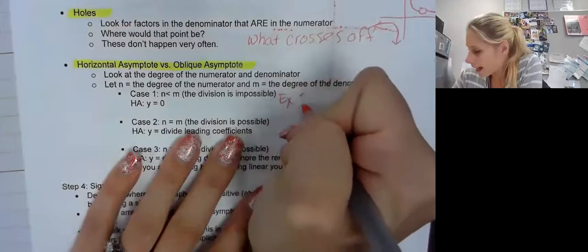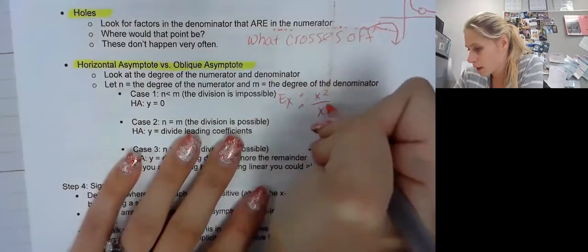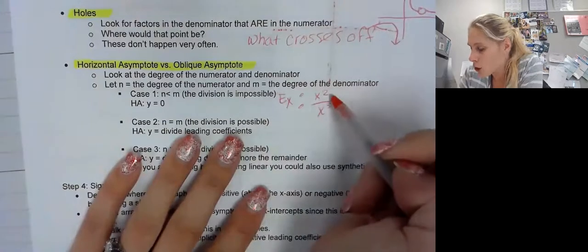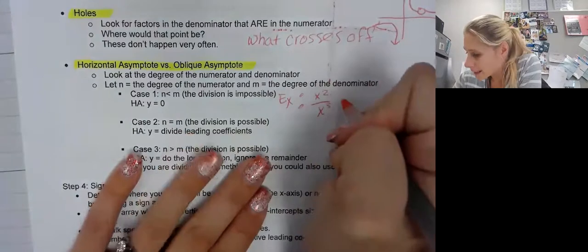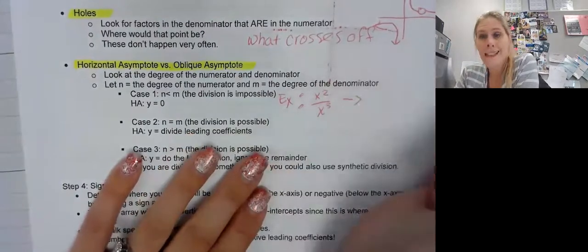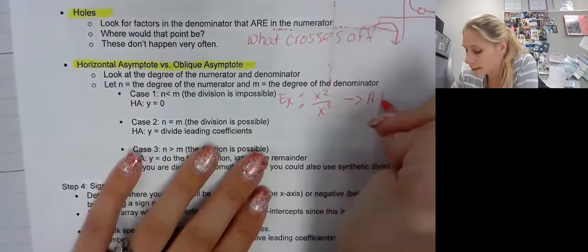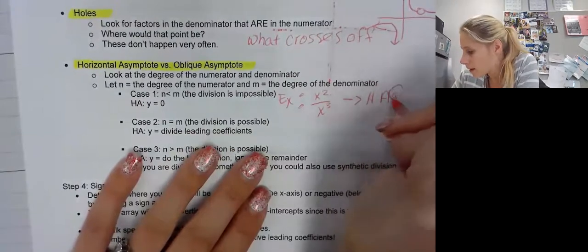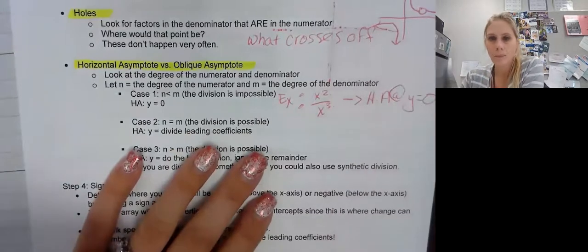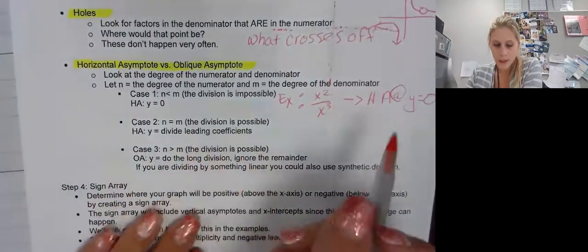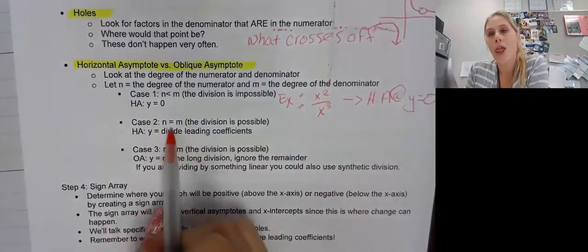So if we had x squared over x cubed, you see how the 2 is less than the 3. So in that case, anytime the numerator is less than the denominator, we have a horizontal asymptote at y equals 0. Okay. Case 2 is when the exponents are the same.